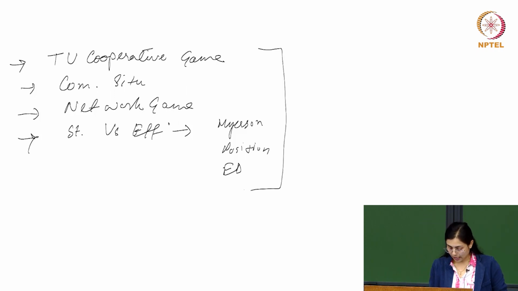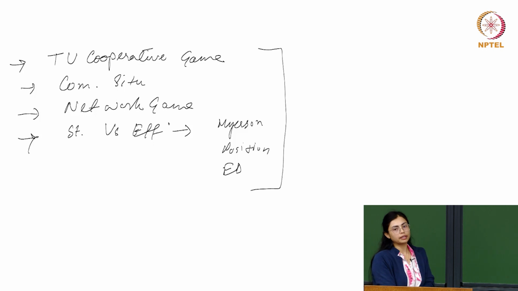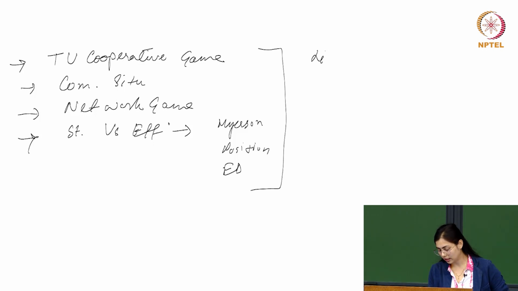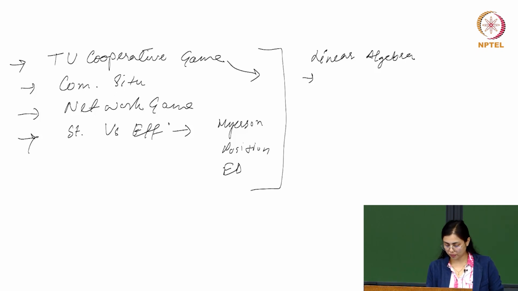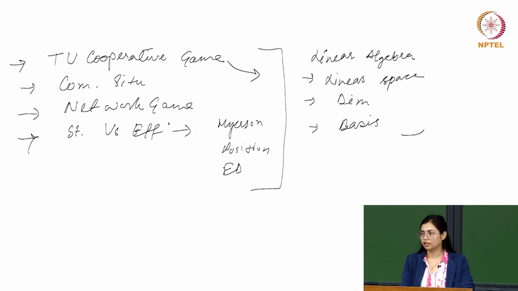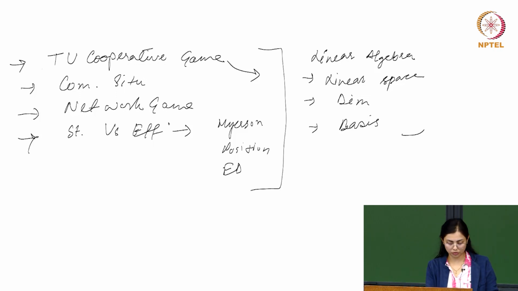Before that, you have to know a little bit of linear algebra, not that much. What is a linear space, dimension and basis? Because the setup of cooperative games is a linear space, just try to collect these three things: linear space, dimension of a linear space, and basis. Okay. Then we'll start from TU cooperative games tomorrow.